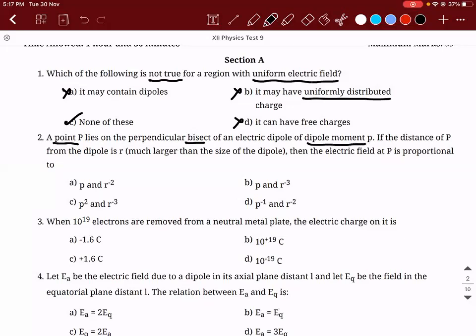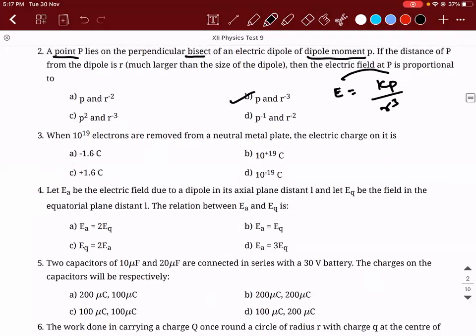So there is a point P which lies on the perpendicular bisector of an electric dipole of dipole moment P. If the distance of the point P from the dipole is R, which is much larger than the size of the dipole, then electric field at P is directly proportional to. So E is equal to Kp divided by R cube. So it's directly proportional to P and inversely proportional to R cube. So answer is B.